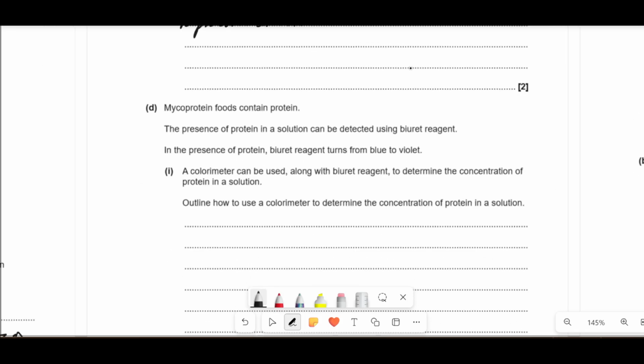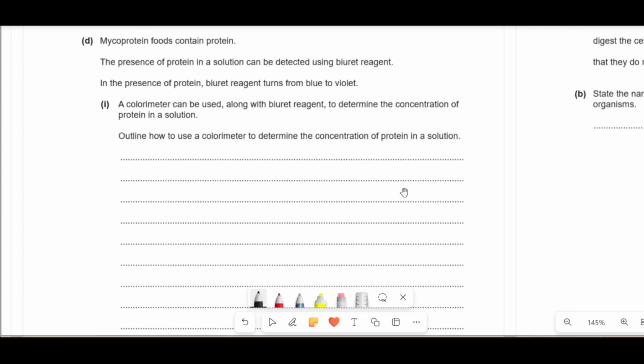There you go. Next. Mycoprotein foods contain protein. The presence of protein in a solution can be determined by a biuret reagent. In the presence of protein, the biuret reagent turns from blue to violet. A colorimeter can be used along with a biuret reagent to determine the concentration of protein in a solution. Outline how a colorimeter can be used to determine the concentration of a protein in a solution.